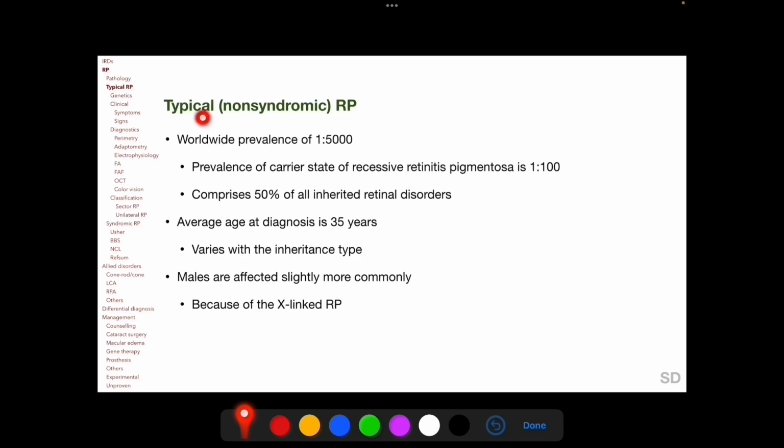Worldwide prevalence of typical or non-syndromic RP is said to be 1 in 5,000 individuals, but the prevalence of carrier state of recessive retinitis pigmentosa, either autosomal recessive or X-linked, is said to be 1 in 100 individuals. Typical RP comprises 50% of all inherited retinal disorders. The average age at diagnosis of typical RP is 35 years, but it varies widely with the mode of inheritance, which we will be discussing next, and males are affected slightly more commonly because of the presence of X-linked retinitis pigmentosa.